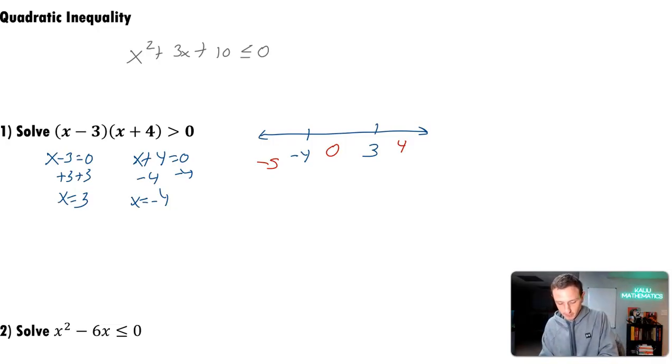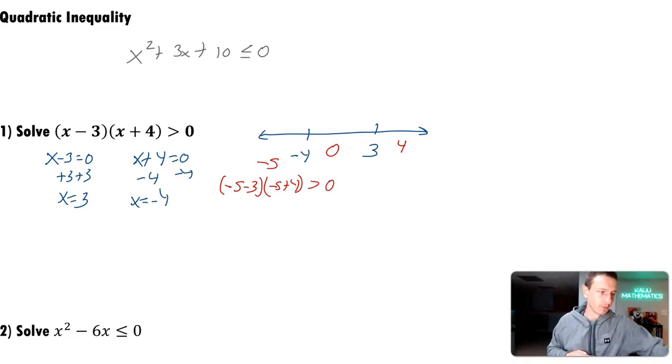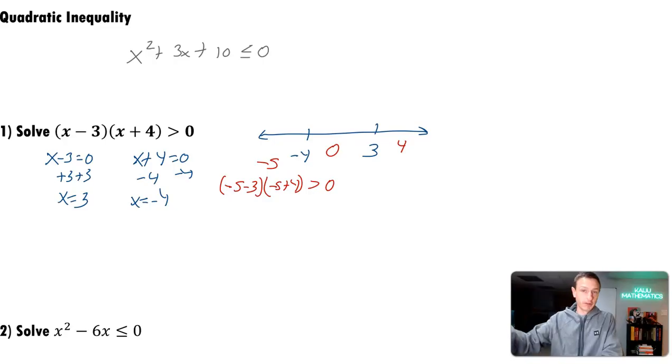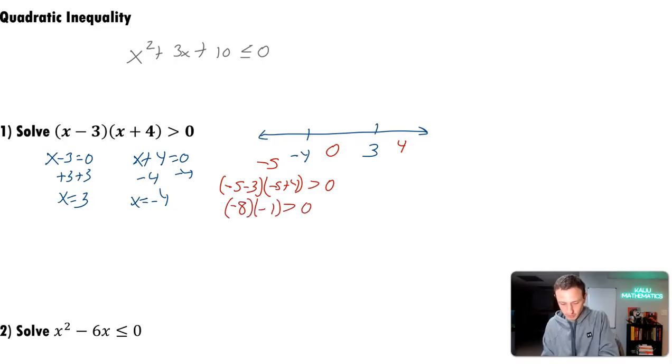So for the first region, negative 5 minus 3 times negative 5 plus 4 is greater than 0. All we're really worried about is whether it's greater than 0 or less than 0; we're trying to see true or false. So I don't really care what the actual number value is, I'm just worried about the sign, negative or positive. But if you want to solve it fully, negative 5 minus 3 is negative 8, negative 5 plus 4 is negative 1. Negative 8 times negative 1 is positive 8, and positive 8 is greater than 0. Yes, that's a true statement, so that means this region works.